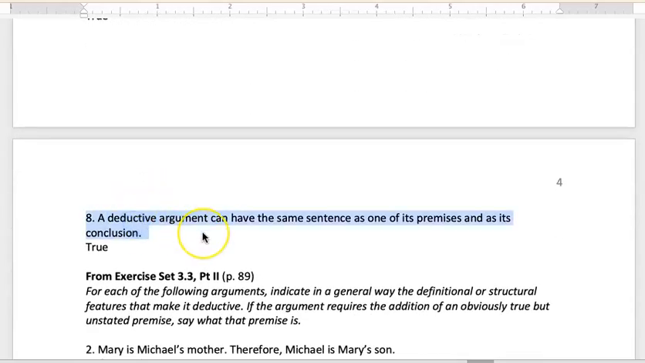Number 8, a deductive argument can have the same sentence as one of its premises and its conclusion. Oh, yes. It's just not a very interesting argument, but I suppose you could just say, like, I have brown hair, so I have brown hair. That would be a valid deductive argument. It would just be one that's not worth making, so that's also true.